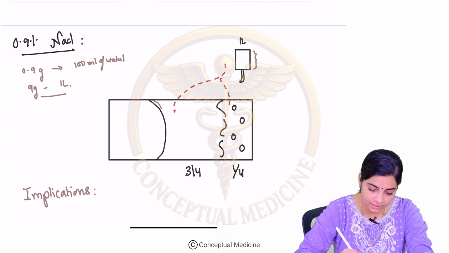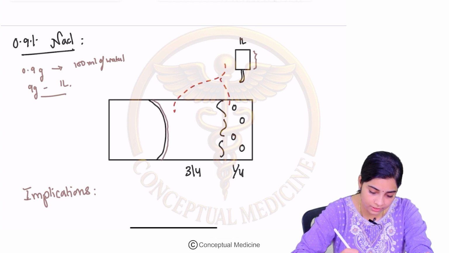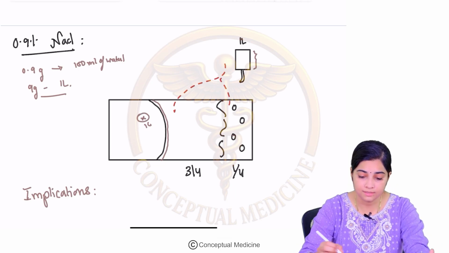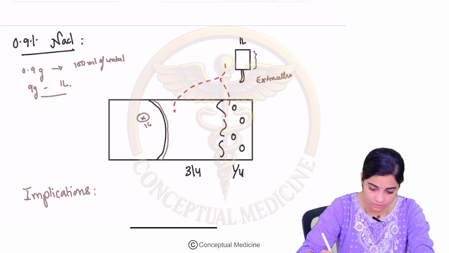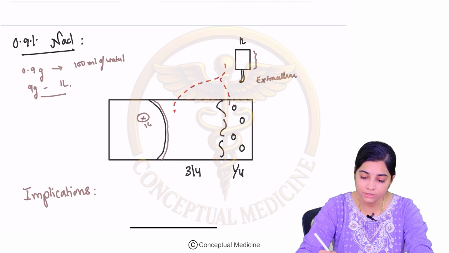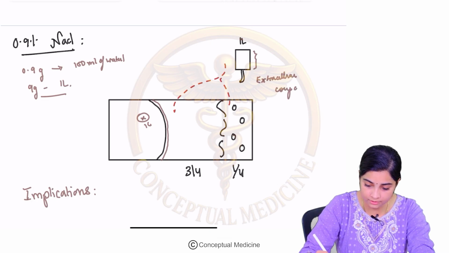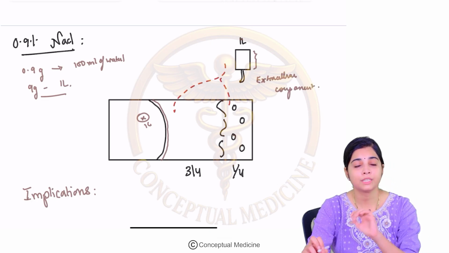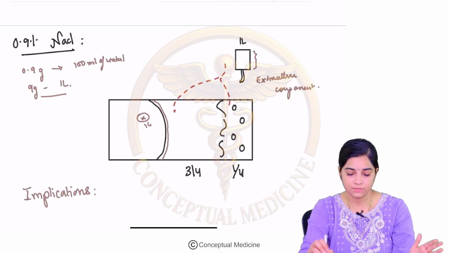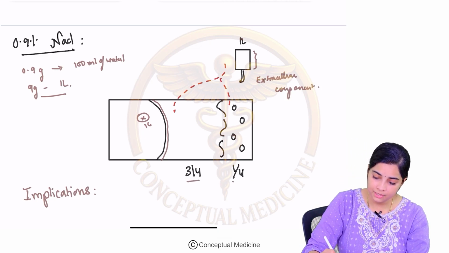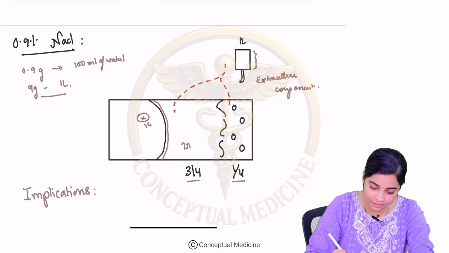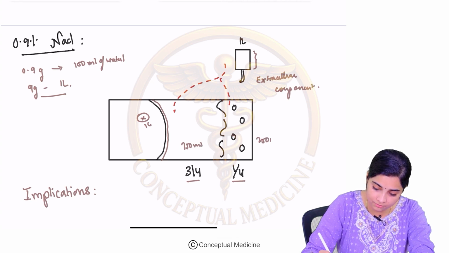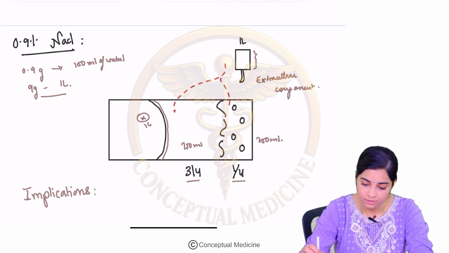So this 0.9% NaCl does not go into the intracellular space, right? So it predominantly restricts itself only to the extracellular component. So we know that the extracellular component basically comprises of 3/4 of the interstitium and 1/4 is the plasma. So 1 liter, 3/4 means 750 ml here and 250 ml here, right?